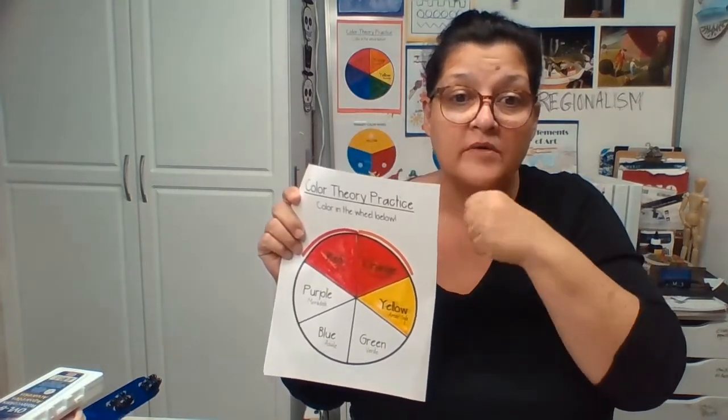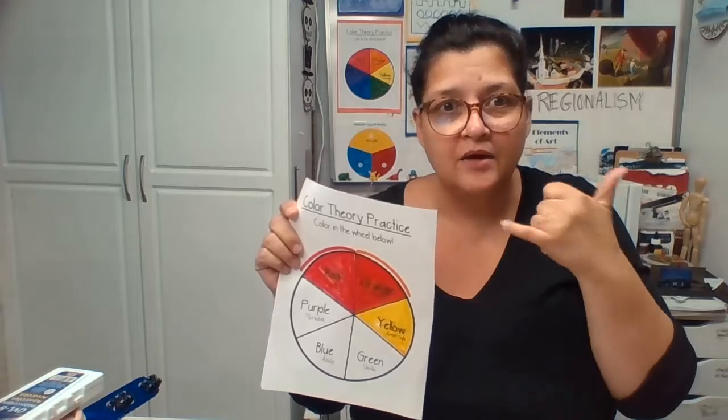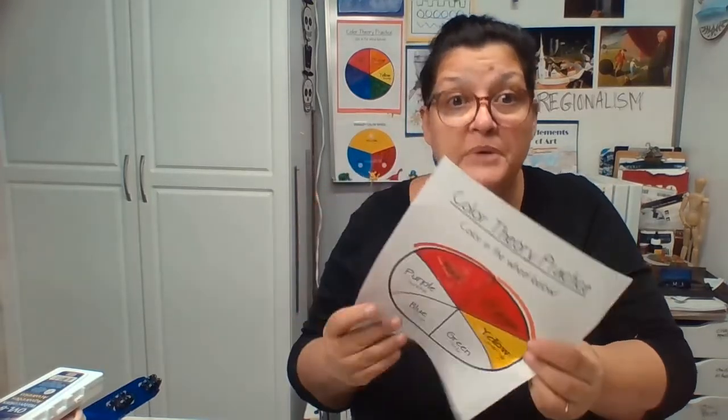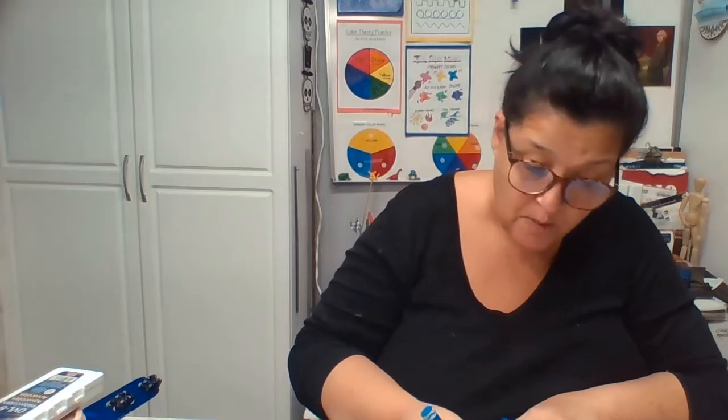Silly. Okay, so now we have red, orange, and yellow. Now we're going to color in our blue. Let's color in the blue, and make sure it's in the blue section. Don't do a blunder like me. Blue, azul.